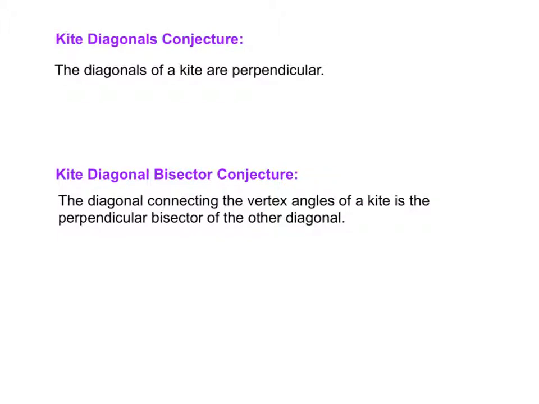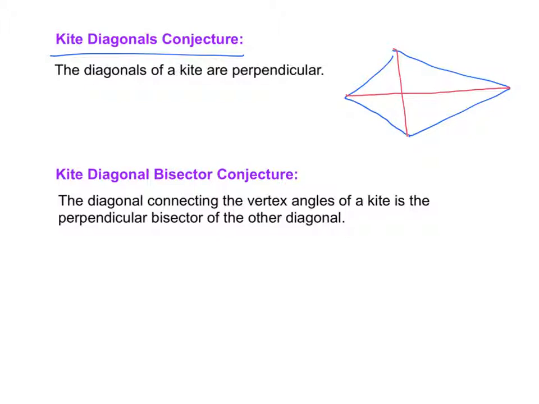So the first one, the Kite Diagonals Conjecture, states that the diagonals of a kite are perpendicular. So if we have this kite right here, then you can see the diagonals, which go from non-adjacent vertices, are going to be these. And this looks more like your normal kite that you might fly. But they are going to be perpendicular.